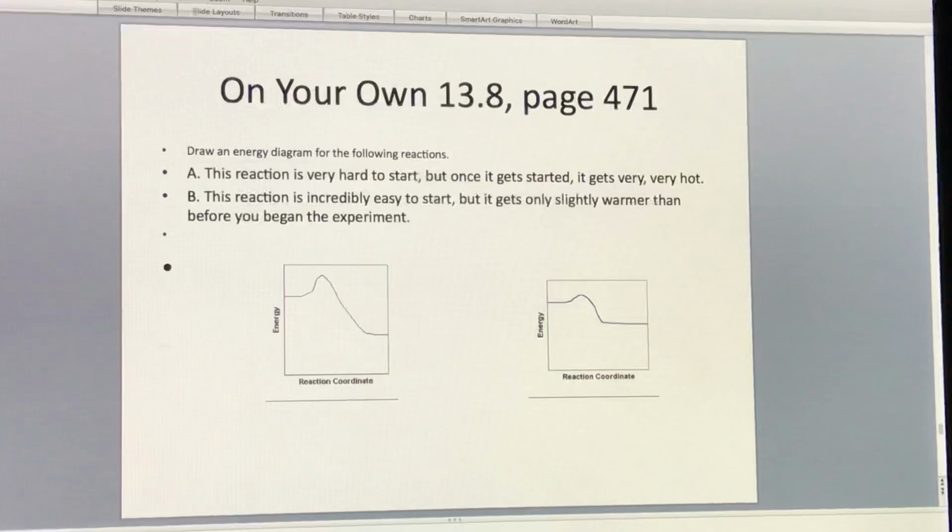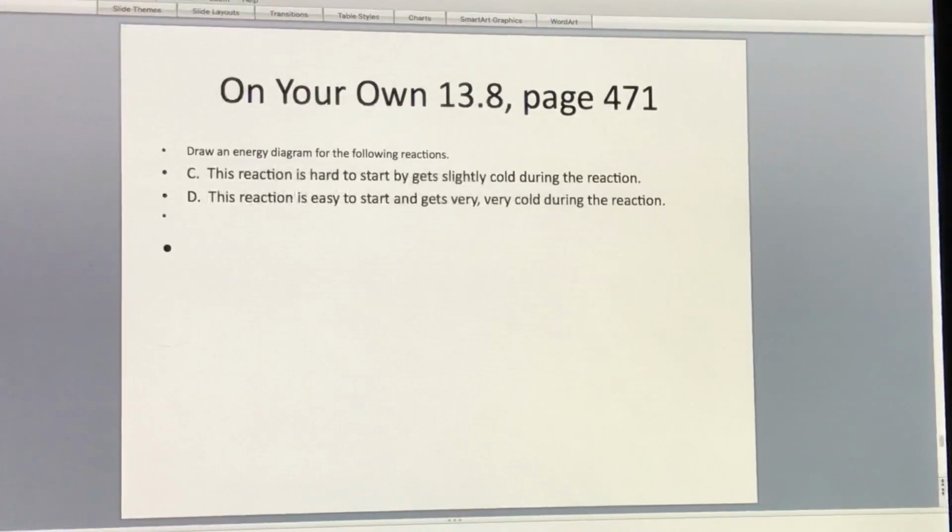Then on B, it says this reaction is incredibly easy to start, but it gets only slightly warmer than before you began the experiment. All right, so on here we have a small activation energy, and then it does drop down, so it does get warm, but there's not a drastic difference between the energy level of our reactants and our products. All right, let's look at C and D.